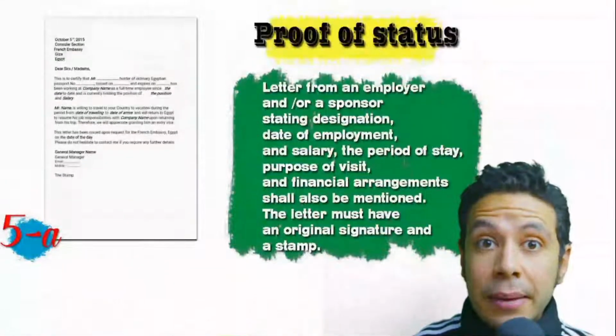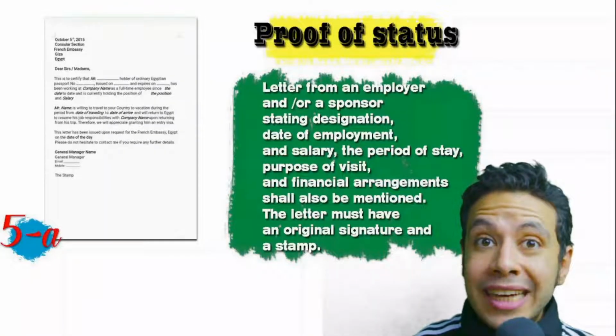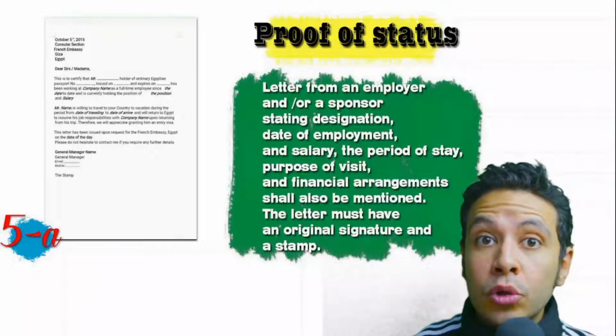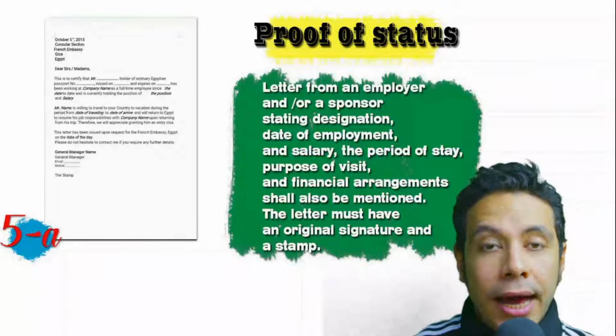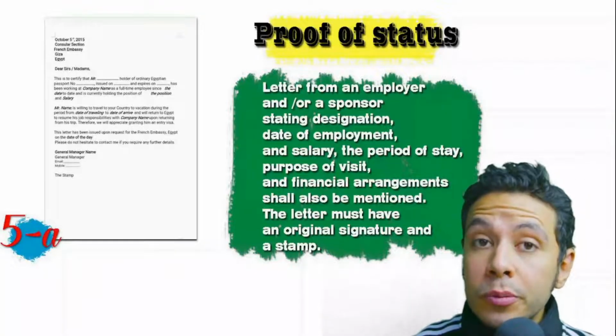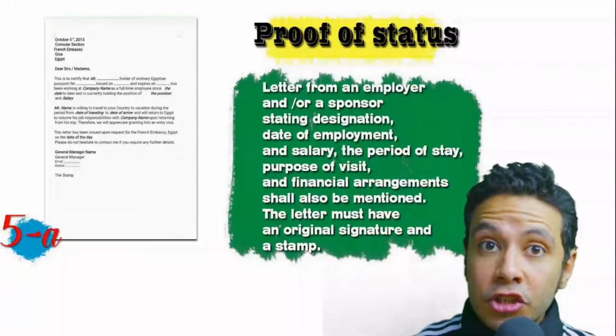In most visa application processes you will be required to provide a proof of status. For example, if you are an employee, you will have to provide a letter from your employer or from your HR department, mentioning your name, your work details, and your salary. Both the address and contact numbers should also be mentioned in that letter. And all letters must have an original signature and a stamp.